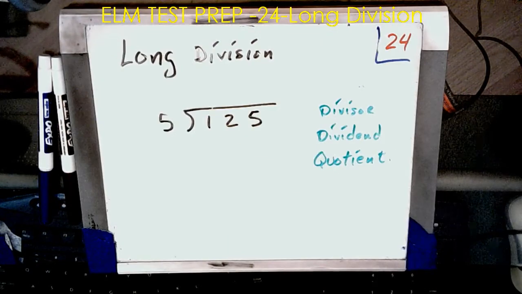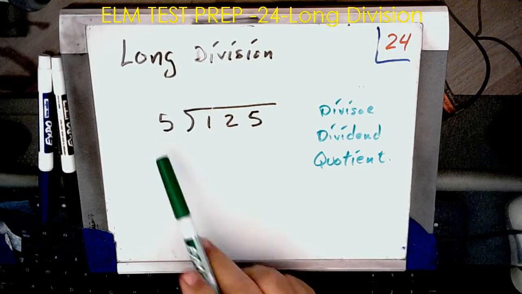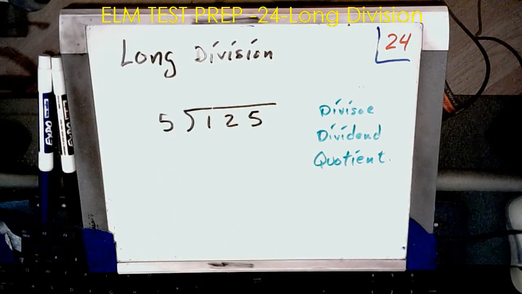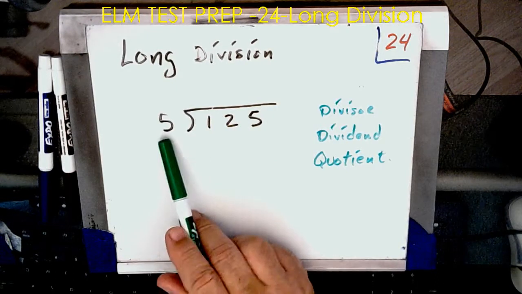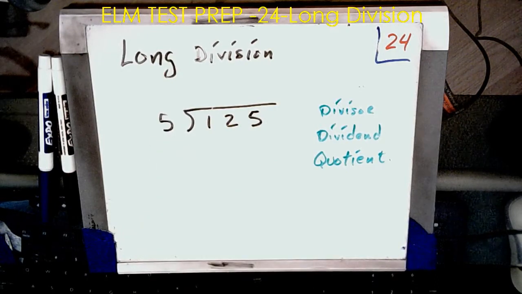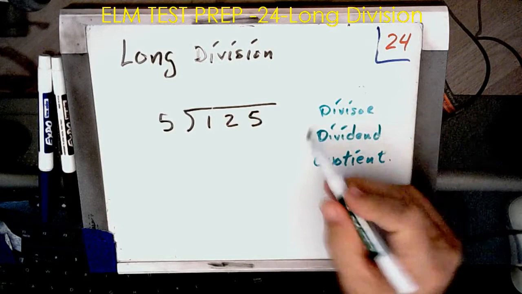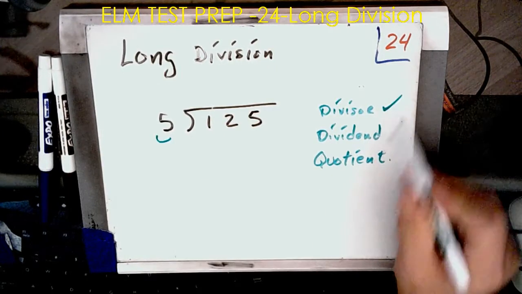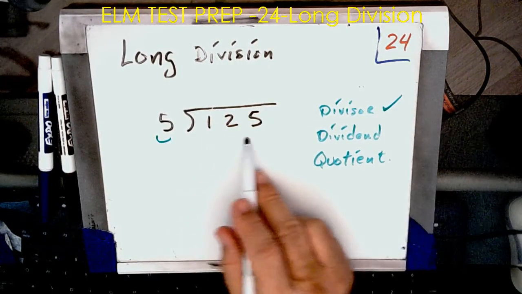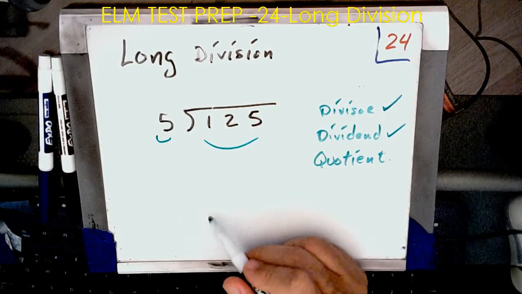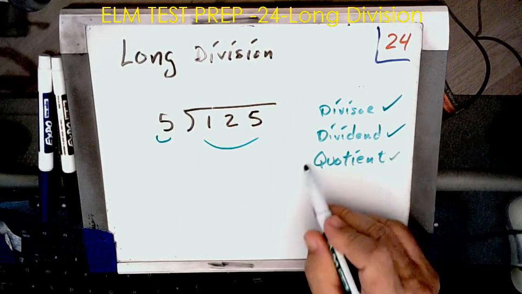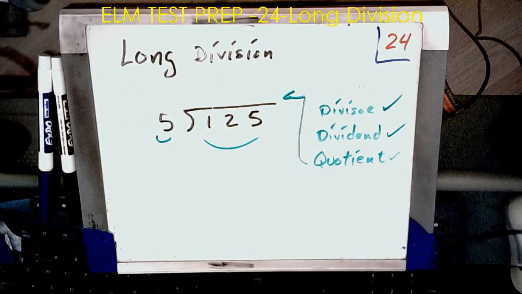This particular episode is about long division. I'm going to divide 5 into 125. This little box here indicates that I have division going on here, the division operation. My divisor is this number out here. The dividend, which is the number inside, is this number here. And the quotient is the answer I'm going to get from my division.